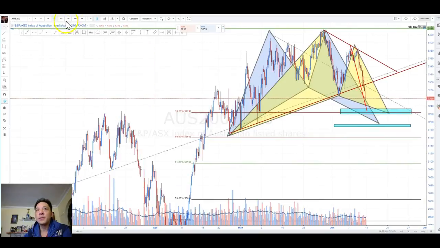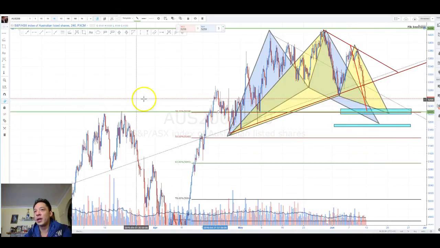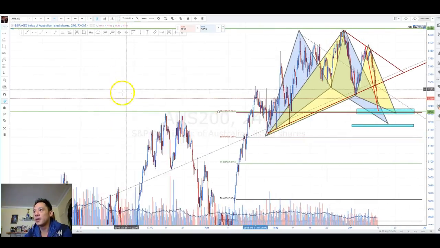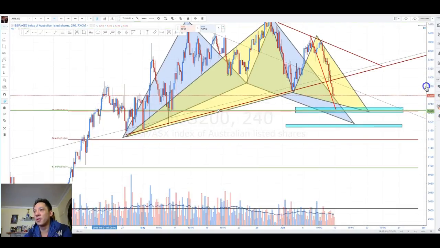Okay, the next level of confluence I have is major structure, right, which is where at this level here you can see that the market's basically coming down to test this previous resistance level, which is now support. Okay, so that's important. So that's already 4 levels of confluence, right?